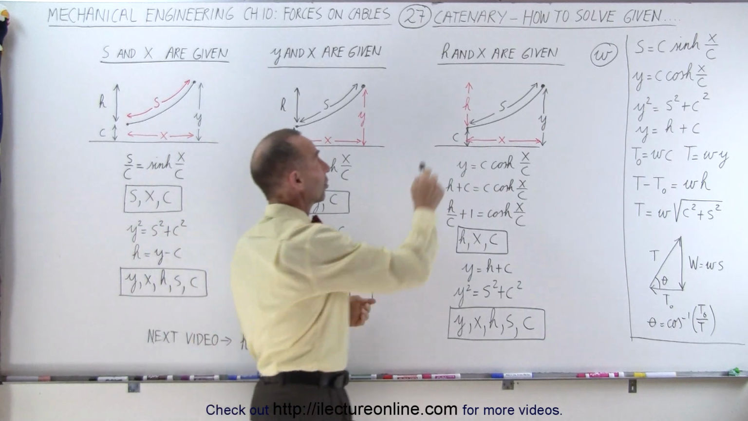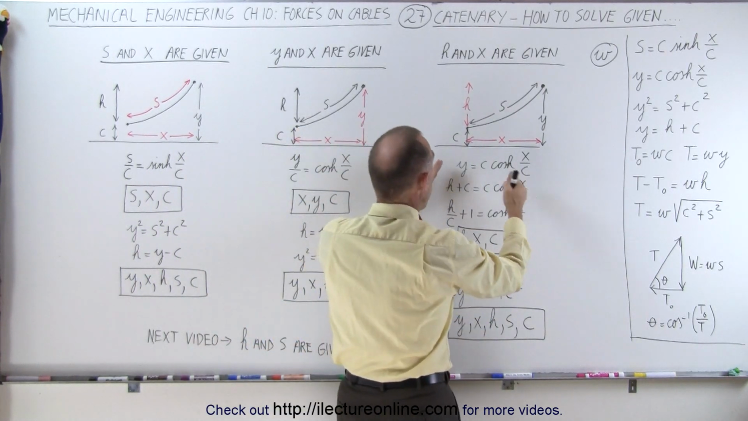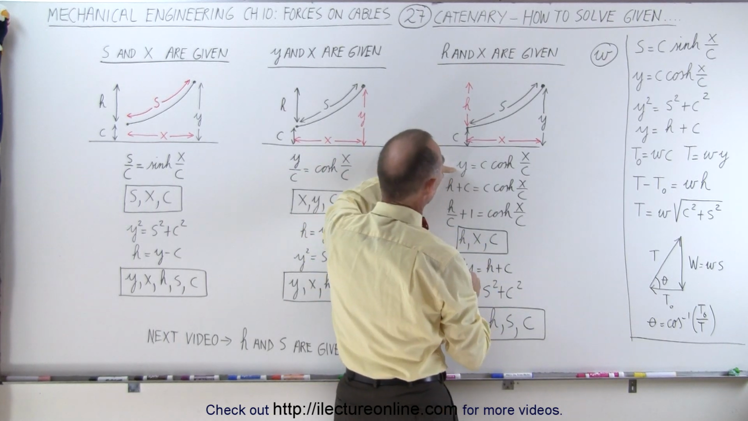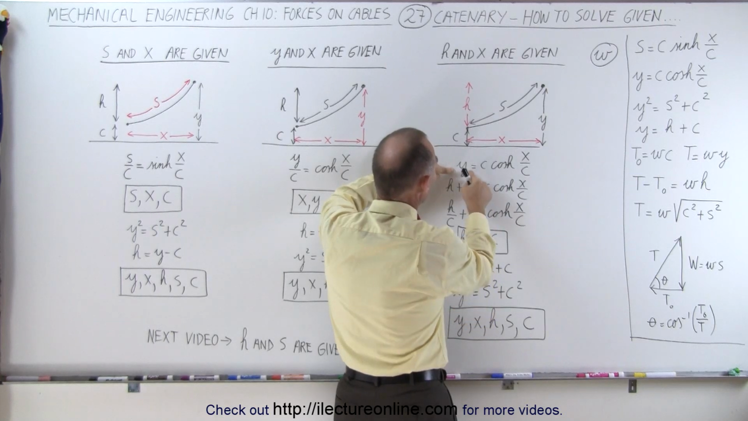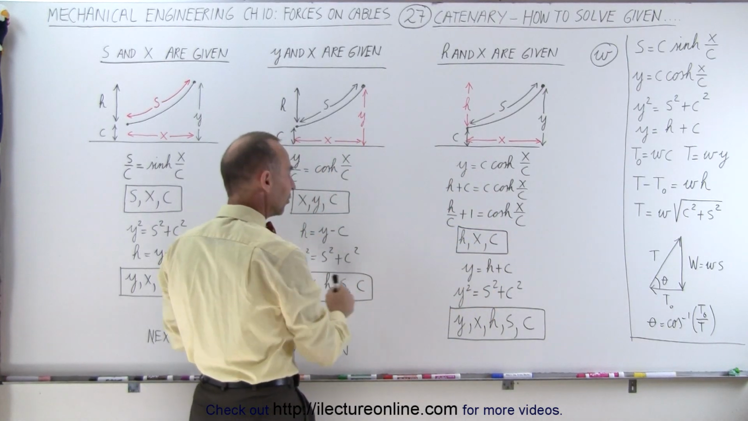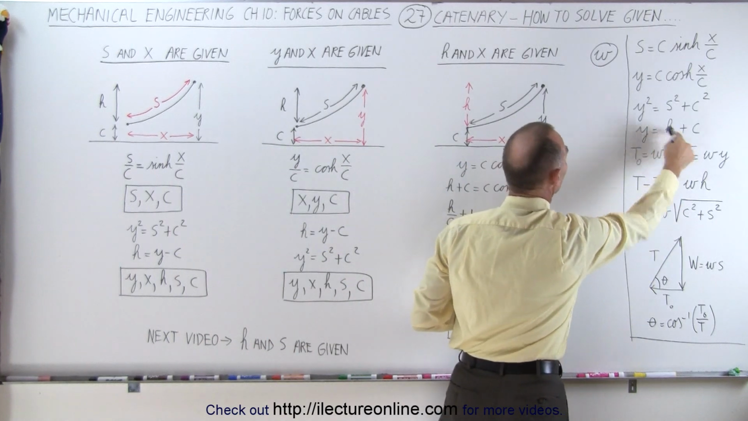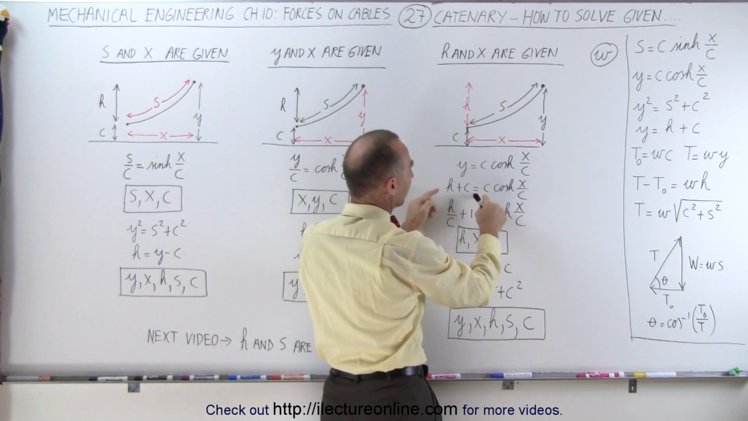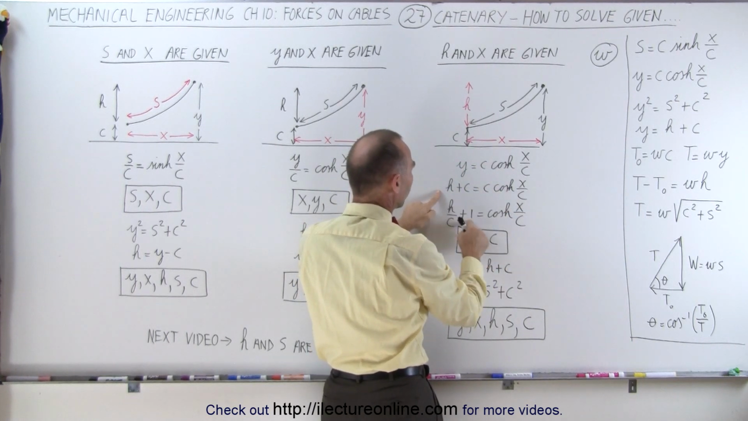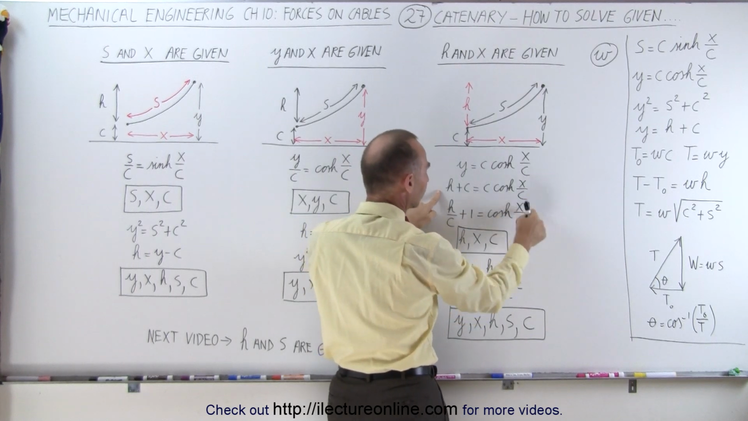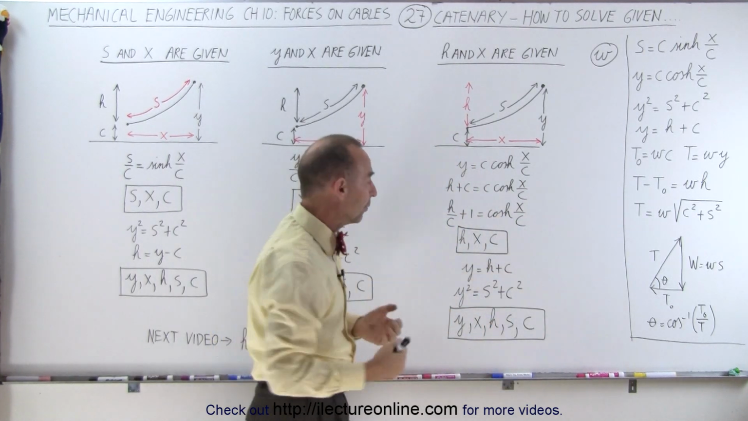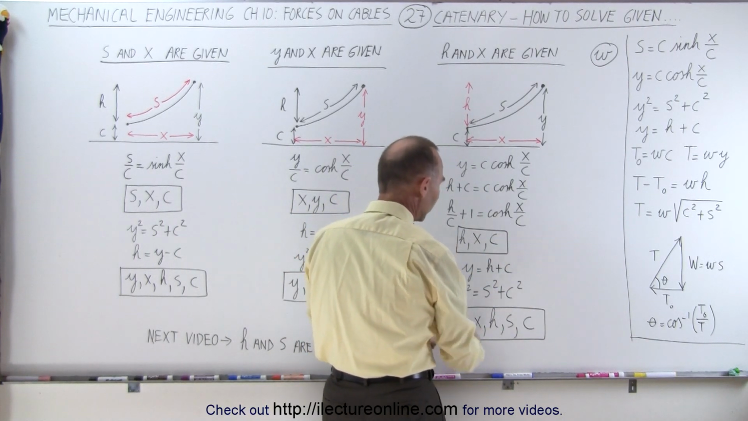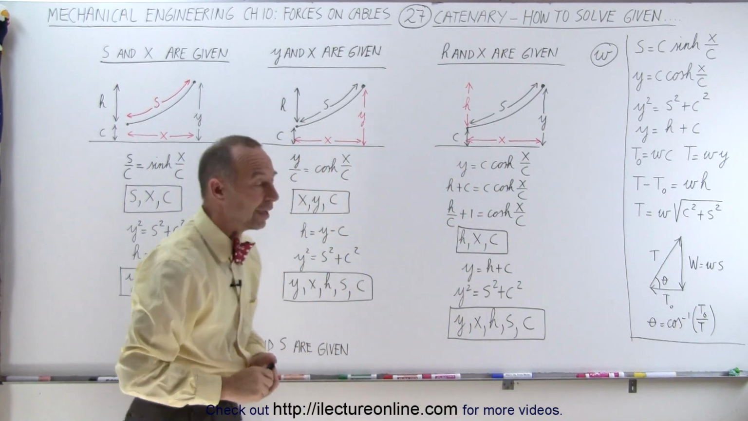What if h and x are given? Well, then you start again with the hyperbolic cosine, but instead of using this format of it, you're going to first take y, which you don't know, and replace it by h plus c, because that's what we have from this equation right here: y is equal to h plus c. Then you divide both sides of the equation by c, and you end up with h over c plus 1 equals the hyperbolic cosine of x over c. Then again, through a process of iteration, you'll find c, and then once you have c, you use the same 2 equations to find the other 2 variables, and now you know all 5.